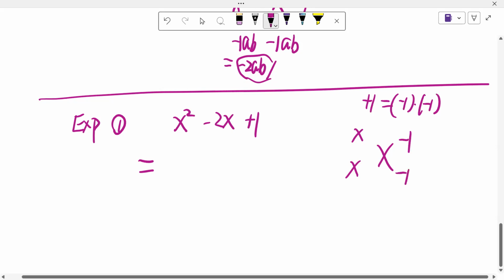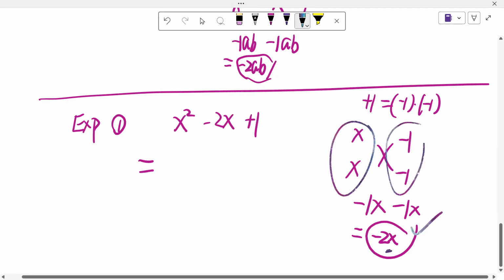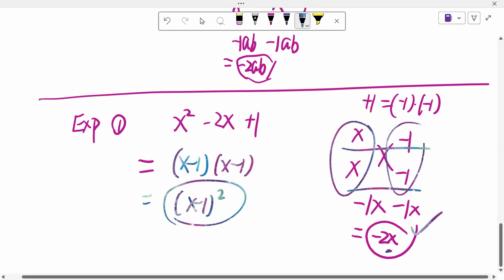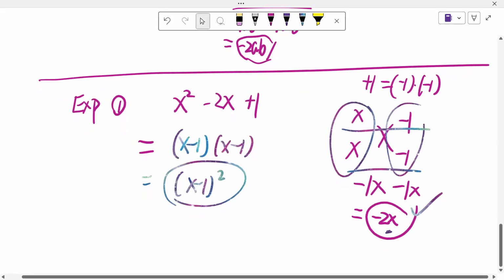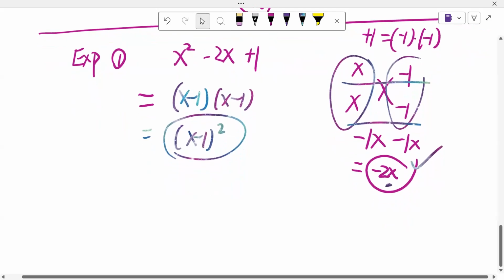And I cross multiply with them. 1x minus 1x is minus 2x. And this is the middle term, first term here, last term here. It's x minus 1, x minus 1, and this becomes the perfect square, x minus 1 squared. Any question about this?